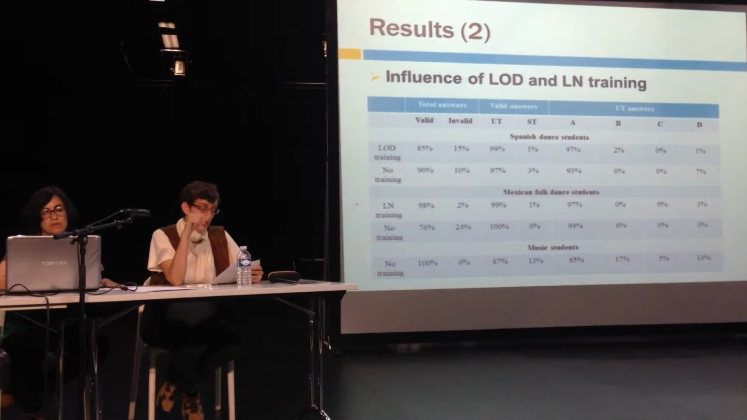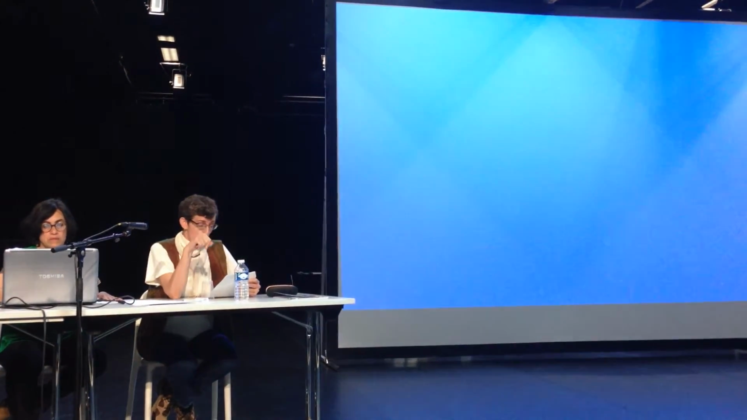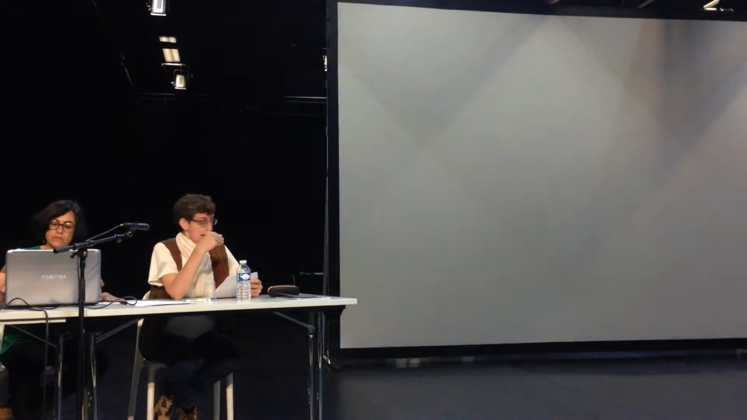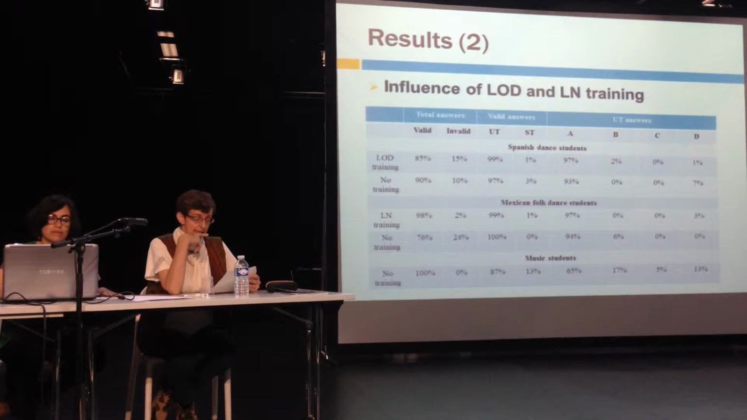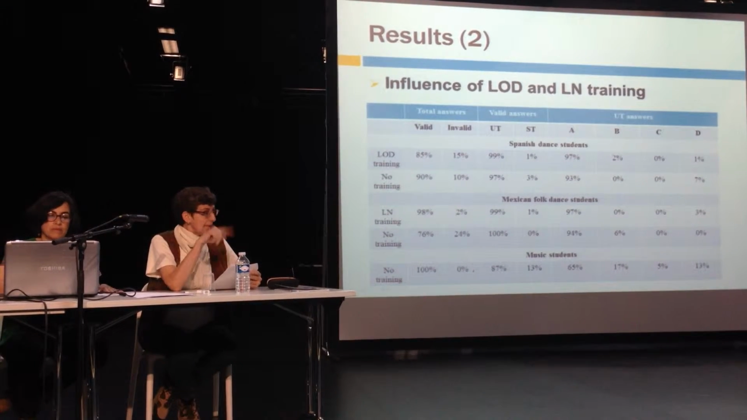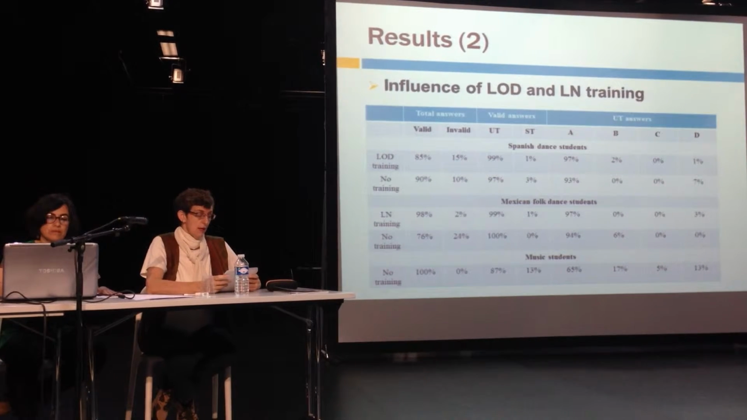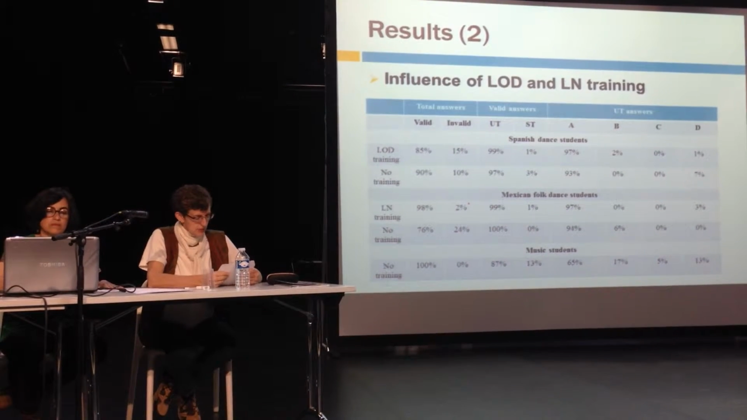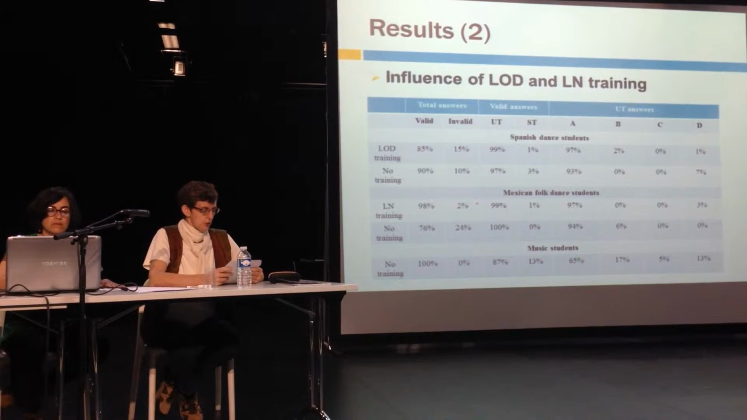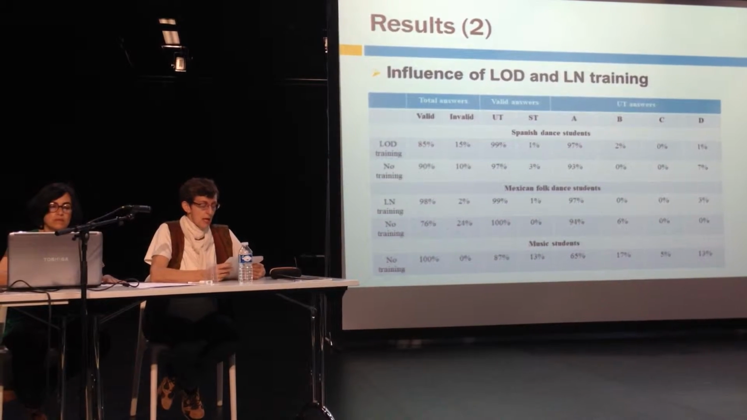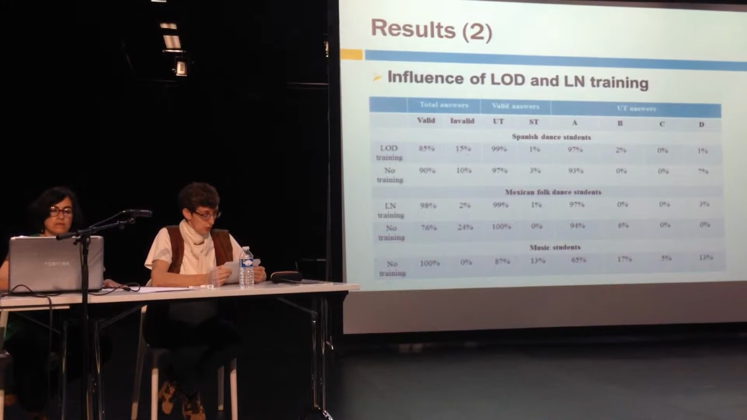The lowest percentage of invalid answers was given by 2 groups with no training, the musicians and the second-year Spanish dance group, and by the Mexican folk dance students with basic Laban notation training. The highest percentage of invalid answers was given by the remaining dance groups, those that had no movement analysis training and those with basic LOD training.